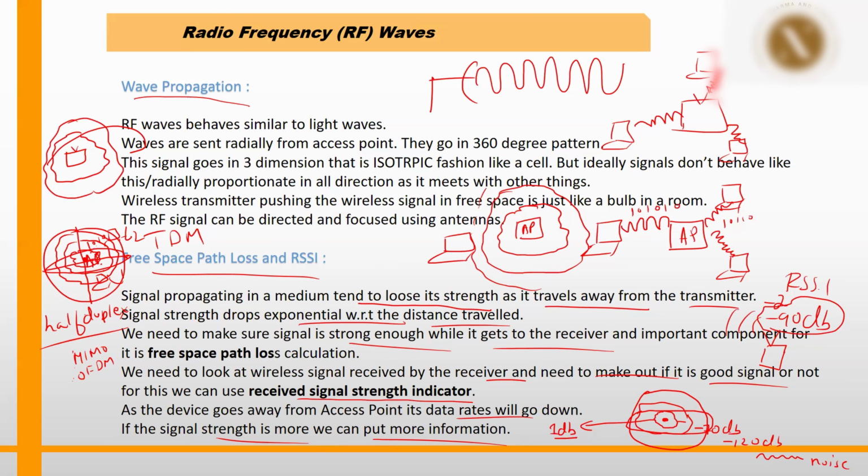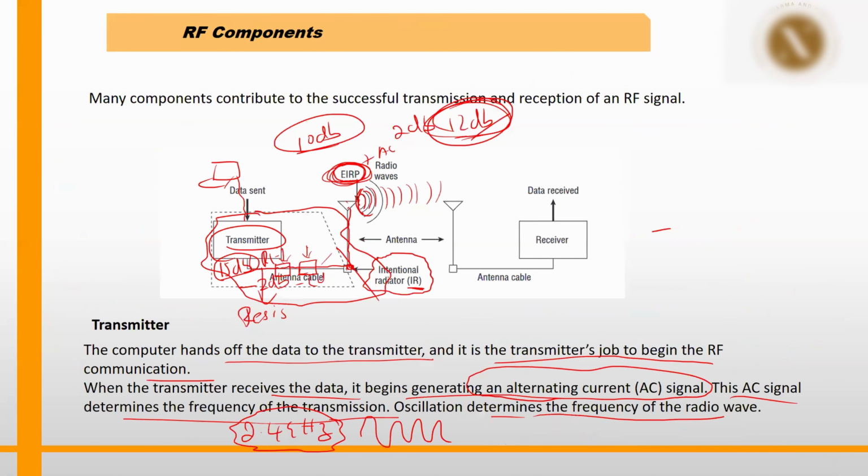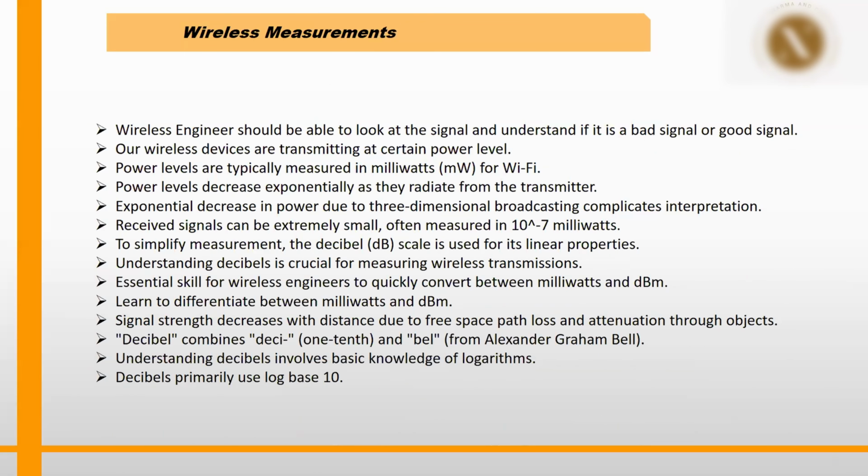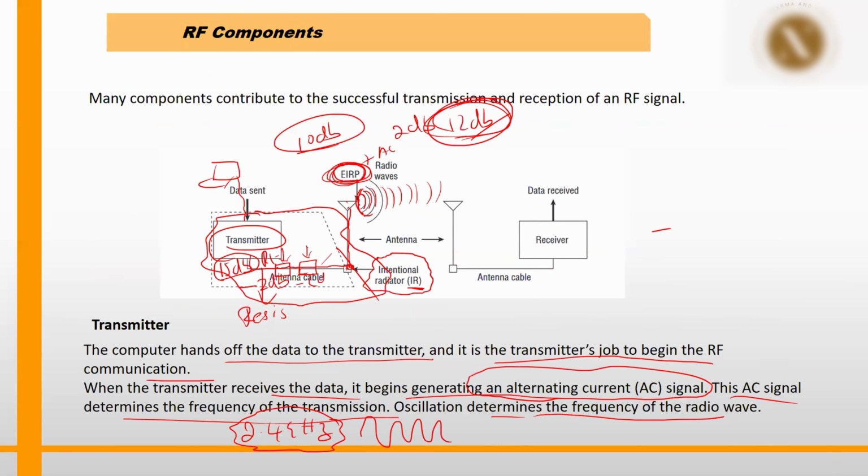Also, the ripples created in a pond, remember that picture, it will help you across the course. Free space path loss, we understood. RSSI, the received signal strength. And the components in RF, we have understood. So I think that should be good.